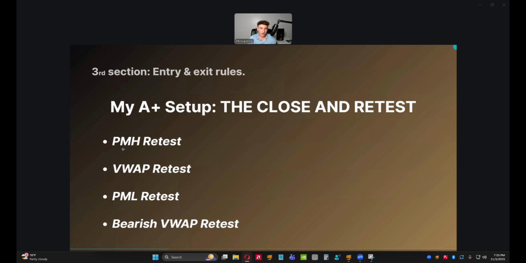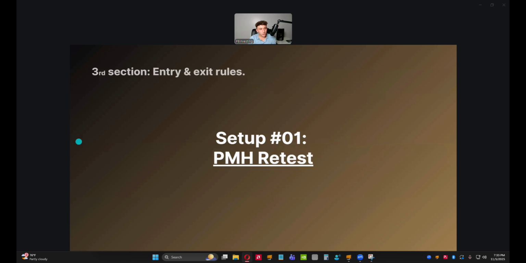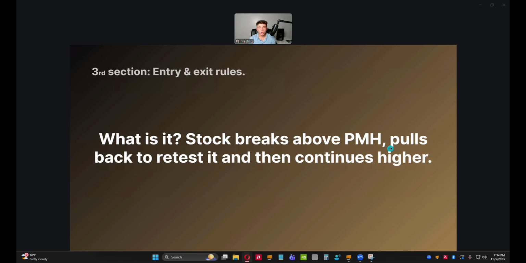Now, there's 4 different types of retest that I trade. There's a pre-market high retest. There's a bullish VWAP retest. There's a pre-market low retest. And there's a bearish VWAP retest. Let's go over setup number 1, the pre-market high retest. So look, what is this pre-market high retest? It's when a stock breaks above the pre-market high, pulls back to retest it, and then continues higher.